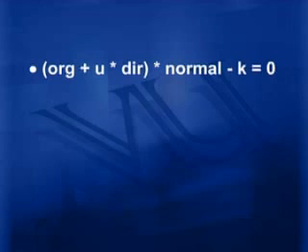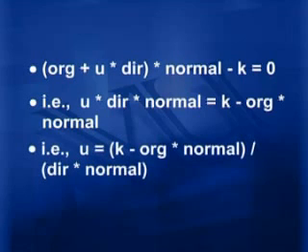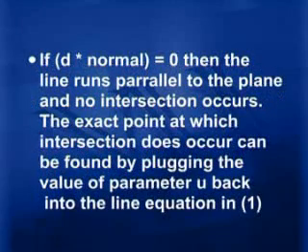Now this can be rearranged as U times dir times normal is equal to K minus org times normal. And this can further be rearranged to have it written as U equals K minus org times normal divided by dir times normal. Now, if dir times normal equals 0, then the line runs parallel to the plane and no intersection occurs. Getting it? If dir times normal evaluates to be equal to 0, then that means that the line is running parallel to the plane and they are not intersecting with each other.